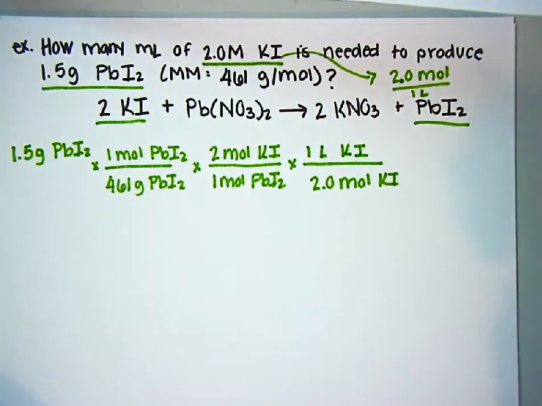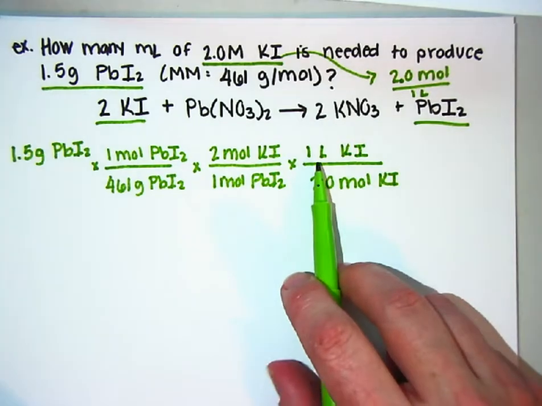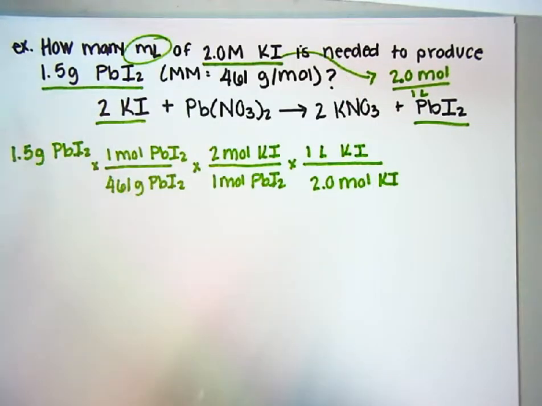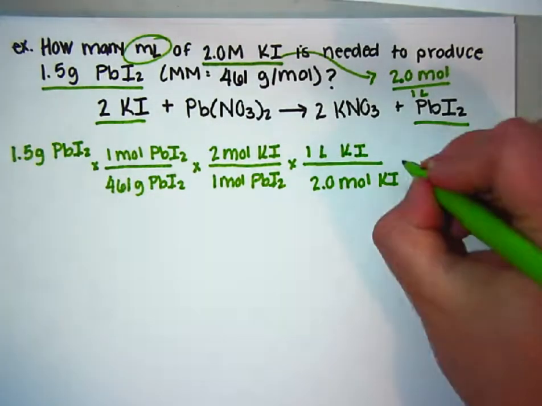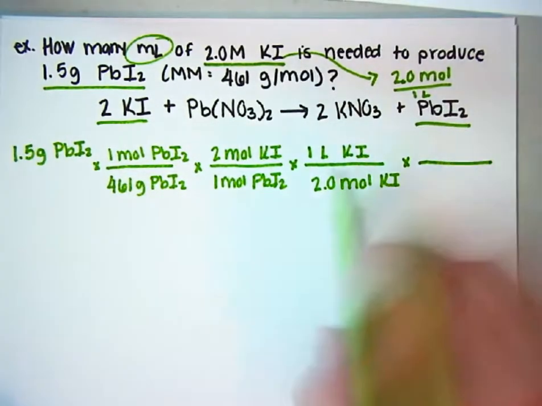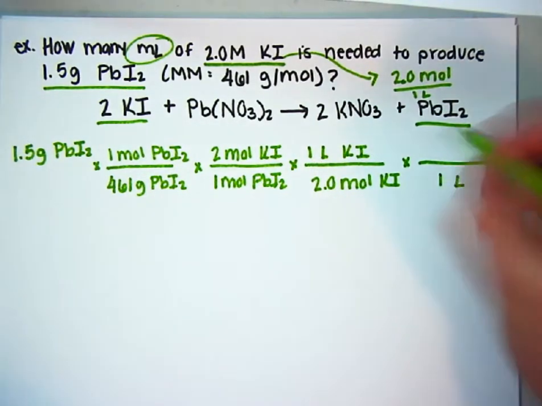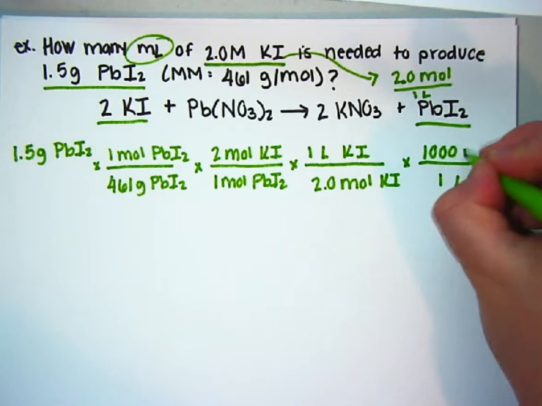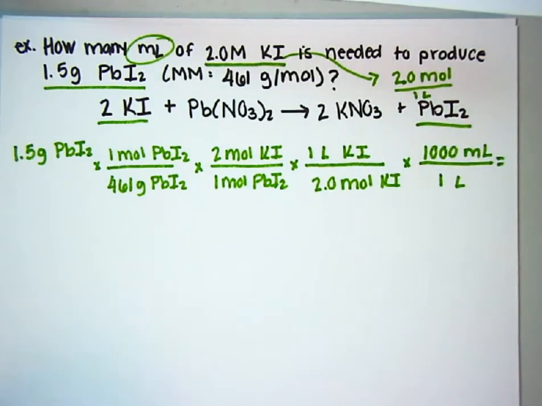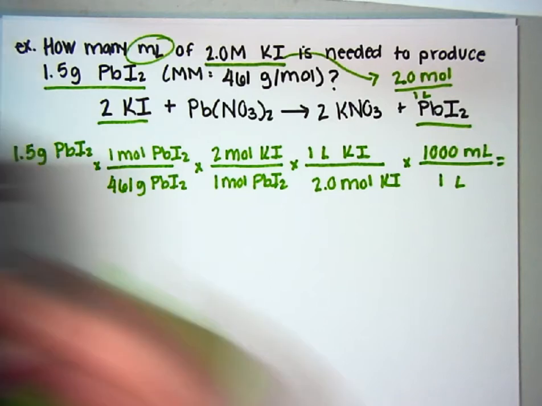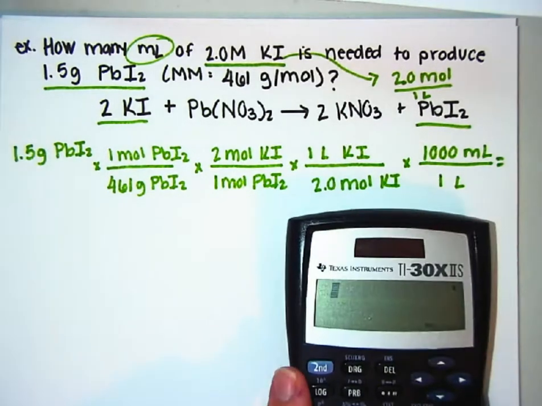Lastly, if you were to stop and solve, your answer would be in liters. I want my answer to be in milliliters. So I can add one more conversion factor. For every 1 liter, there would be 1,000 milliliters. Let's plug this in and see what we come up with. 0.2537.